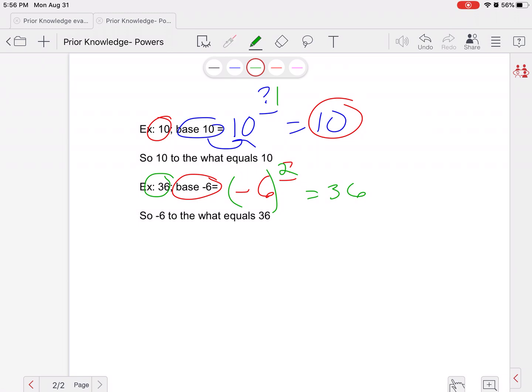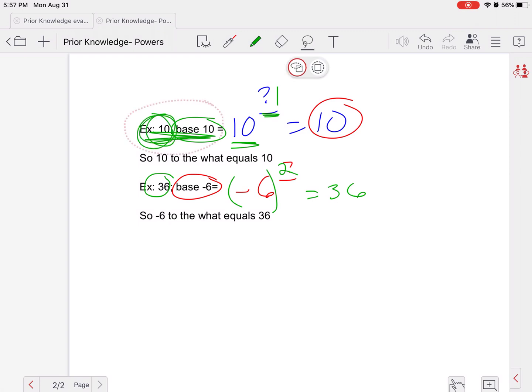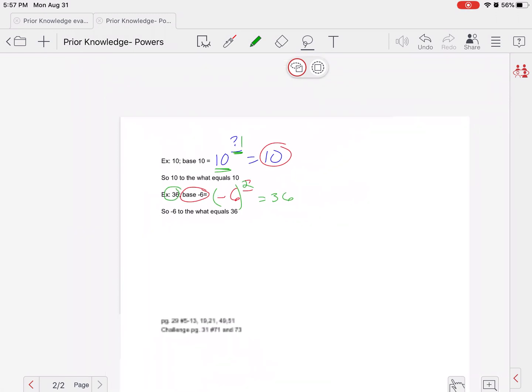Anytime you see a question like this, which you will see in your homework today, we're saying the base, to the what power, we don't know, equals this answer here. If you get confused on that, let me know, and we can try it.